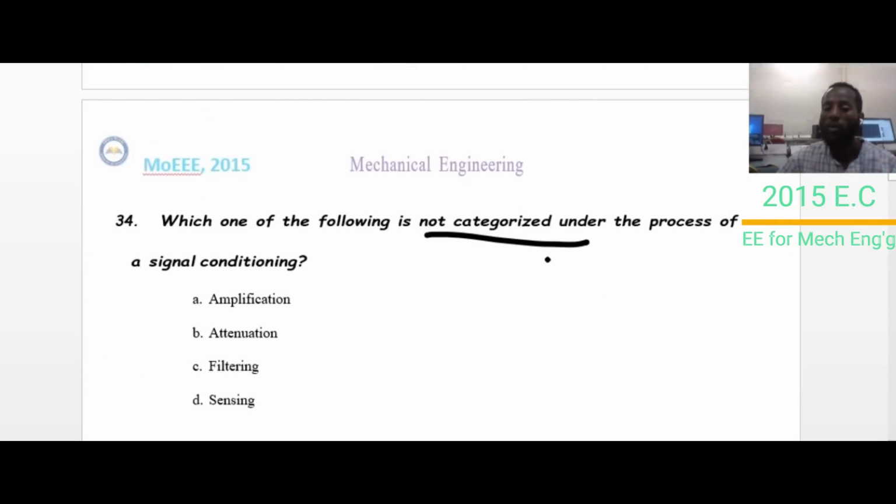So from the listed ones, the one which is not categorized under the process of signal conditioning is sensing. This sensing is the correct answer.